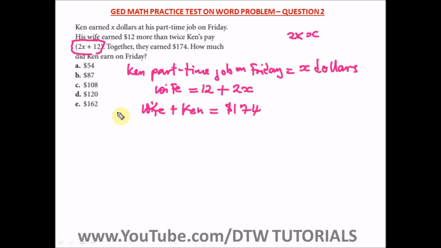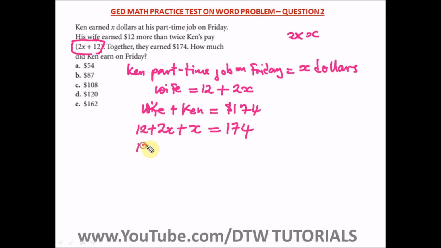So from here, we know that what the wife earns is 12 plus 2x, and what Ken earns is x. And 12 plus 2x plus x is equal to 174. So from here it is easy for us to find the value of x, since we are asked how much did Ken earn on Friday, which is x dollars. So let us look for the value of x here.